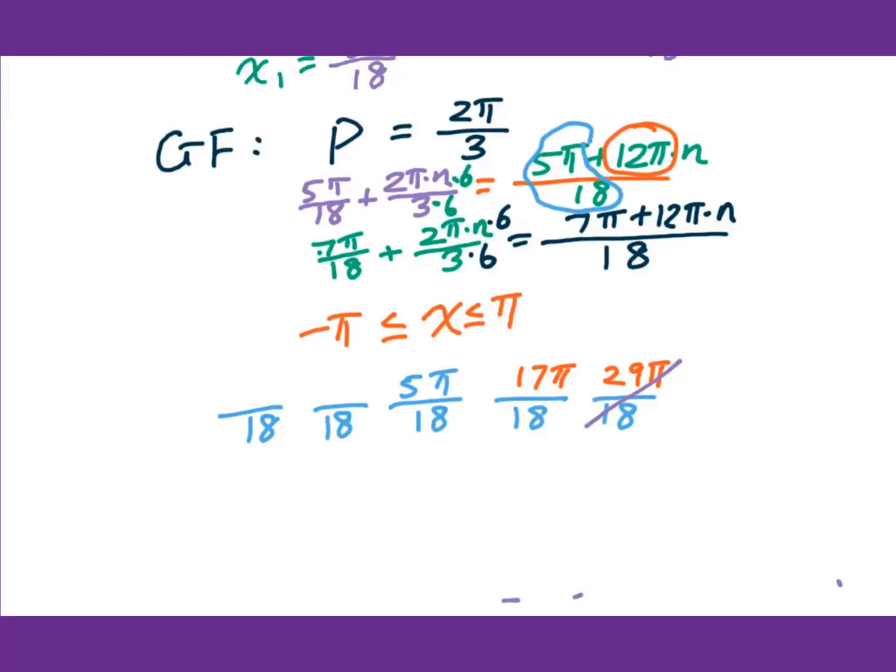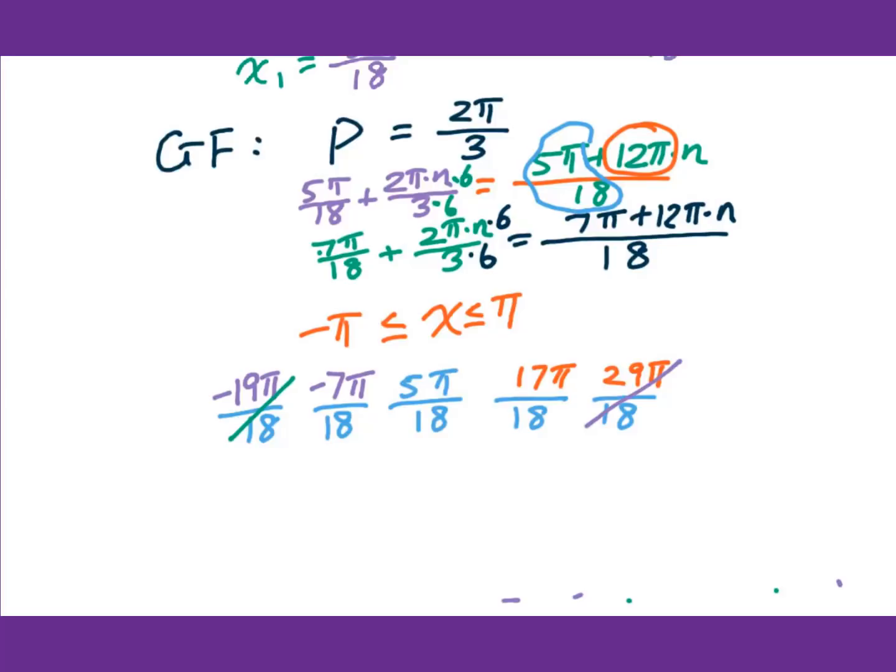5 minus 12, that's negative 7 pi. Minus 12, that's negative 19 pi. Negative 19 pi is less than negative pi, so it's gone. We got 3 solutions for 5 pi over 18.